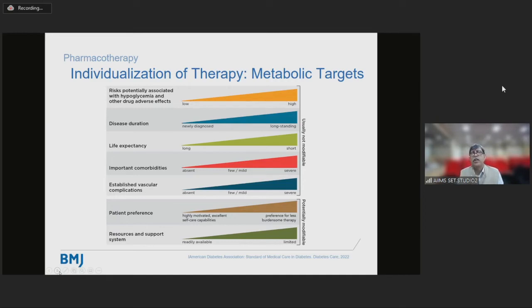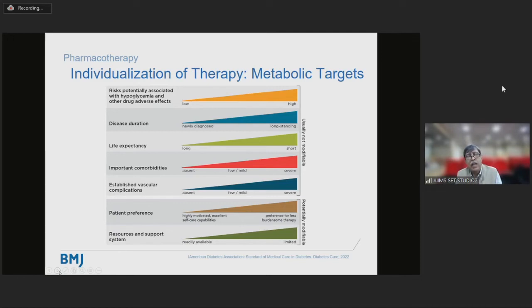The longer the disease duration, the more likely of known or unknown comorbidities. Again, if there's a longer life expectancy, be aggressive. If there's a shorter life expectancy, you don't want to target 6.5%. If somebody is 85 years of age, 8% A1Cs might do just fine. Comorbidities, the more the comorbidities, please be less aggressive.